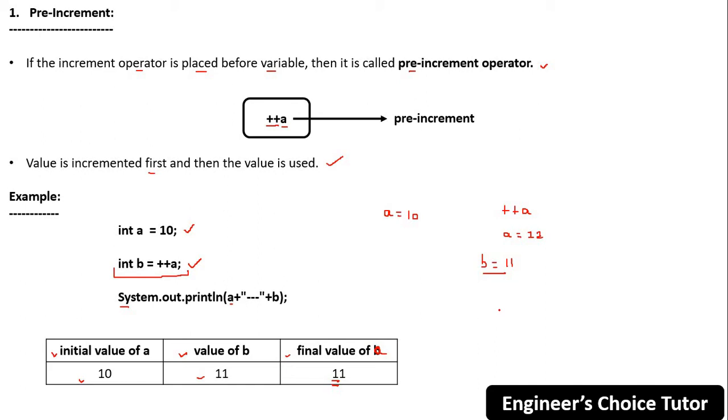Got the point? Because first the increment will take place. So a was initially 10, it got incremented, so it becomes 11. And in our expression, int b is equal to plus plus a, so b becomes 11, because after the increment, the value of a is 11. I hope this much is pretty much clear to you. Now let's see the next.